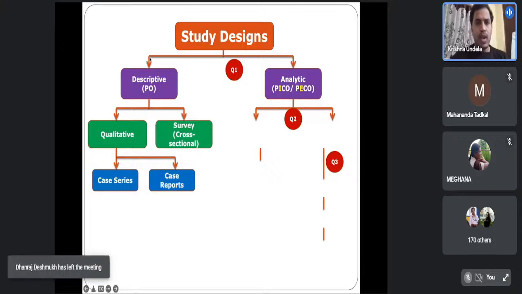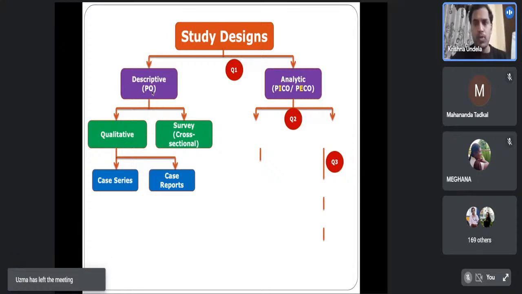In descriptive studies, we just describe. We do not perform any analysis, and we do not have any control group. We have only the population and the outcome. If you want to understand how COVID is distributed throughout India, we have only two things: the population from India, and the outcome, which is COVID-19. We want to understand how COVID-19 is distributed, or what factors are responsible for it in India.